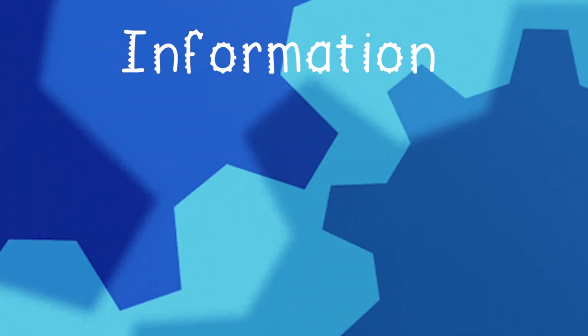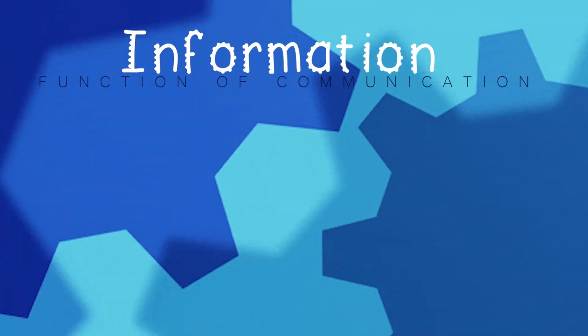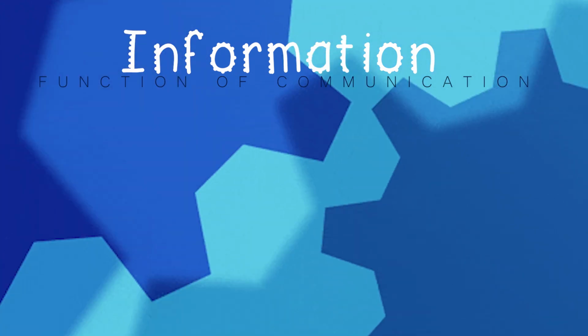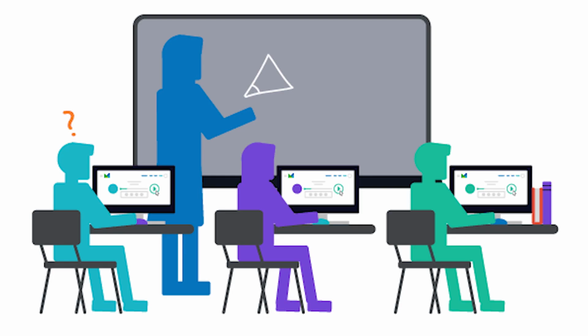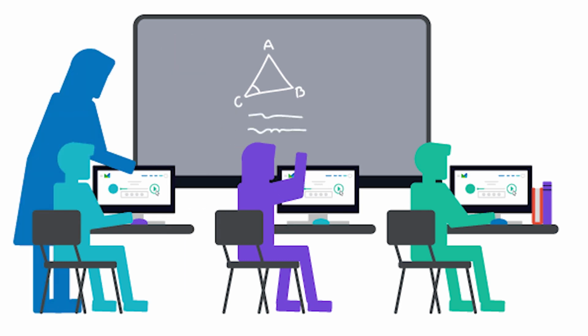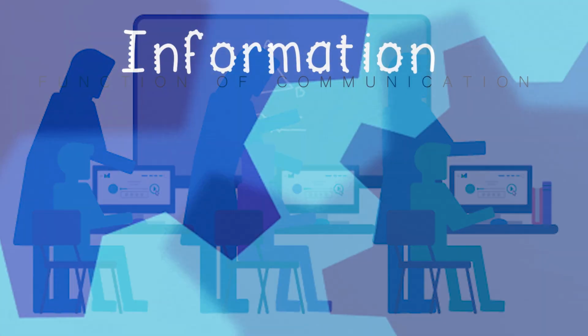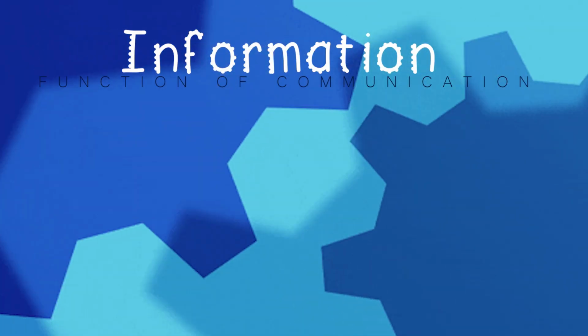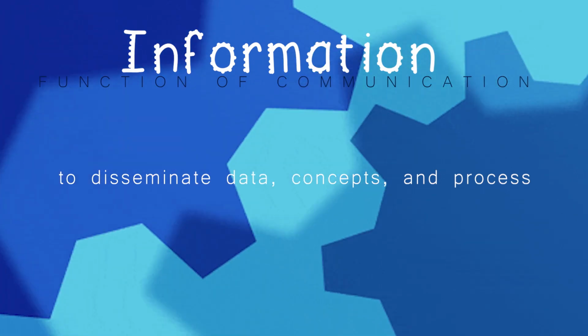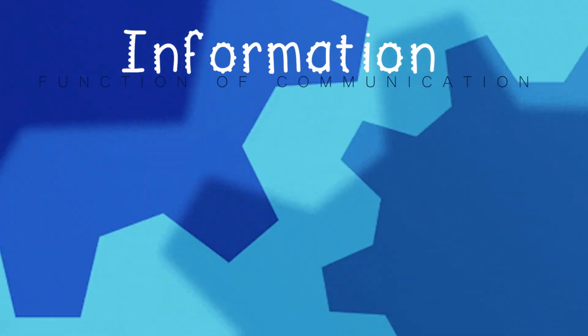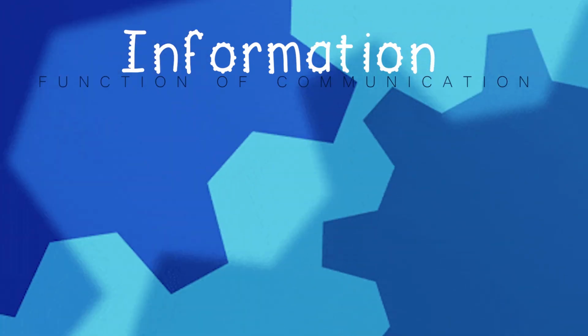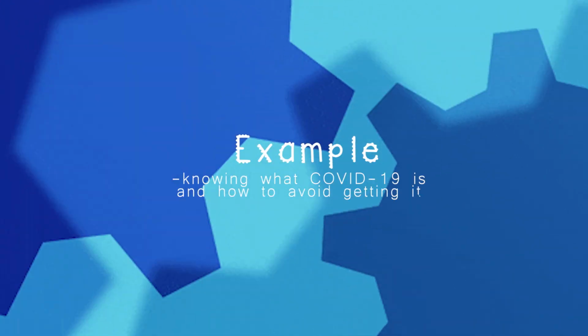Information. Information is used for giving and getting information. It provides the information that individuals and groups need to make decisions by transmitting the data to identify and evaluate alternative choices. This function occurs when the speaker's purpose is to disseminate data, concepts, and processes which may be useful to the listeners. Let's take a look at this example.